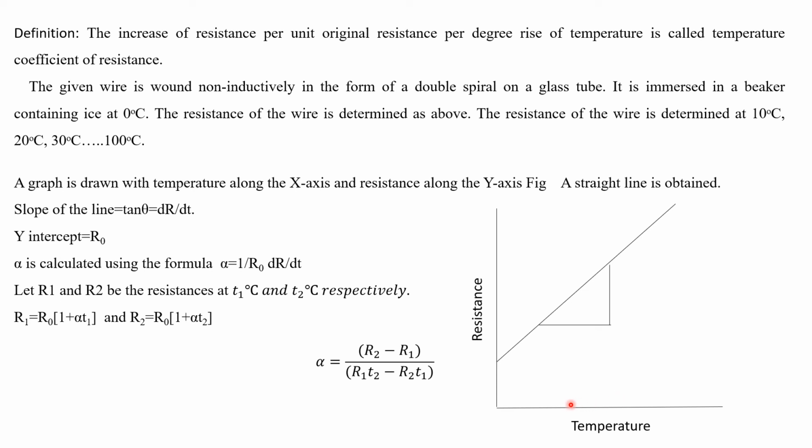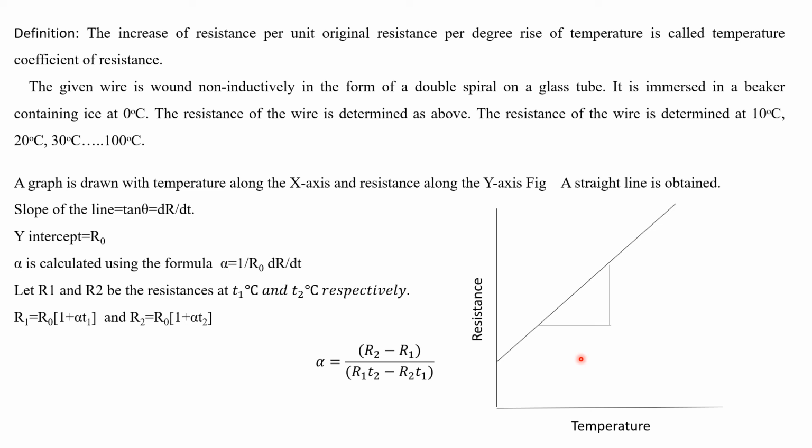You take temperature on the x-axis and resistance on the y-axis. The y-intercept is nothing but R0. Alpha is calculated from the slope, tan theta, which is dr by dt. Taking the slope dr by dt and dividing by the y-intercept R0 gives alpha.